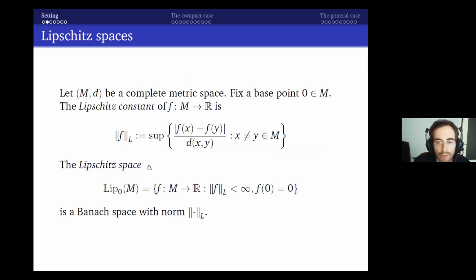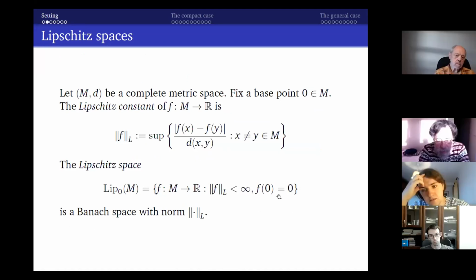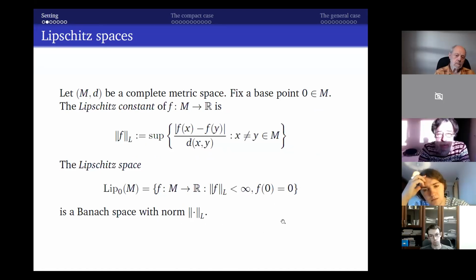What we call the Lipschitz space is the space of all Lipschitz functions that vanish at the base point. And the reason why we choose this extra condition is so that the Lipschitz constant is a norm instead of a semi-norm in this space. So it's a Banach space.